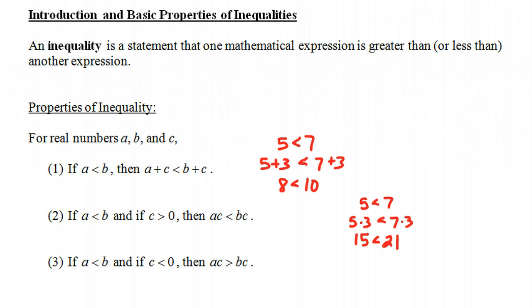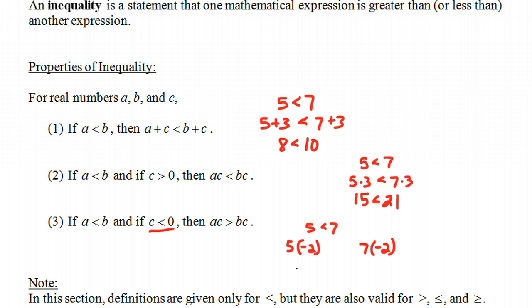Now the third one is a little bit strange. It says that if A is less than B and if C is a negative number, then AC is greater than BC. And this might seem a little bit strange, but let's suppose that C is negative 2. Well, 5 is less than 7, but what about 5 times negative 2 and 7 times negative 2? Which one is greater? Well, 5 times negative 2 is negative 10, and 7 times negative 2 is negative 14. Negative 10 is greater than negative 14. So the inequality gets flipped.